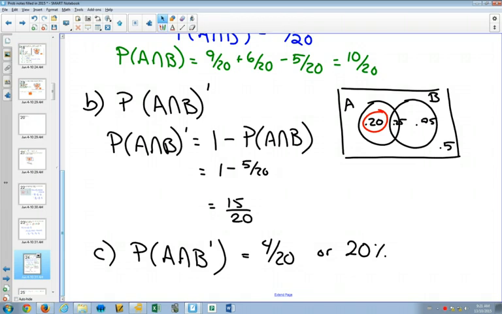Part B would probably have been okay without a calculator. Part C would have been difficult without drawing that Venn diagram to see what's happening.